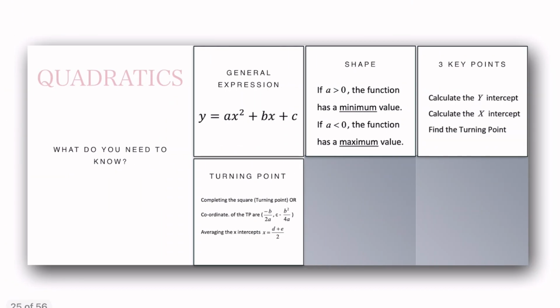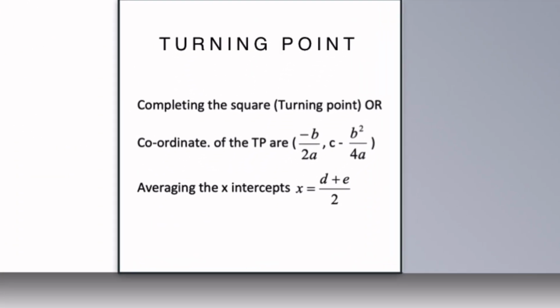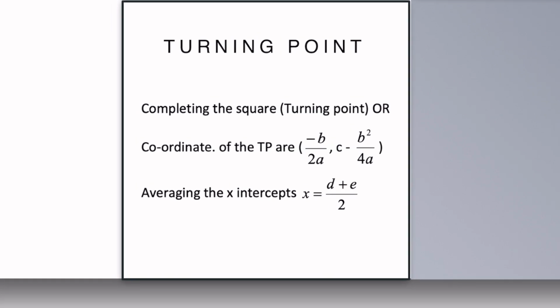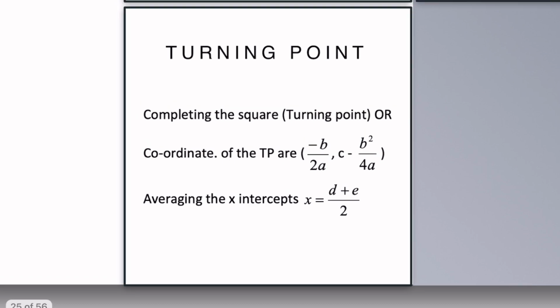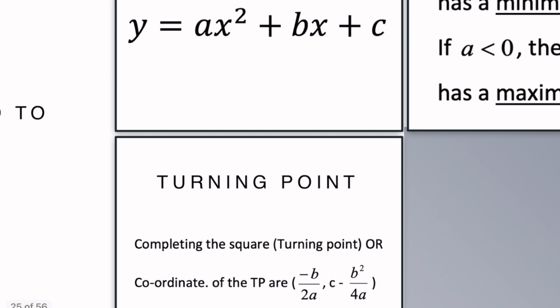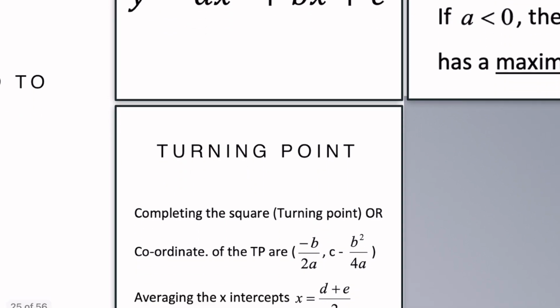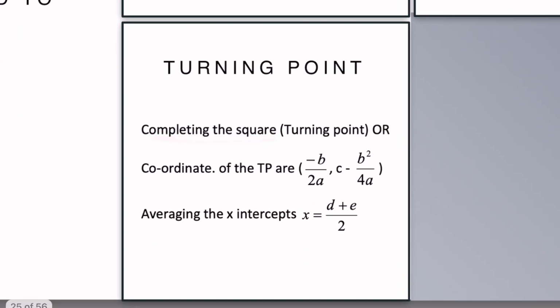So to find the turning point, there are 3 ways to do it. I'm going to zoom in because they are tiny. So first thing you can do is to complete the square. It really depends on what type of equation that you have. If it's something that is monic, so usually if you don't have an a in the front, if it doesn't involve many fractions, I would go for completing the square.